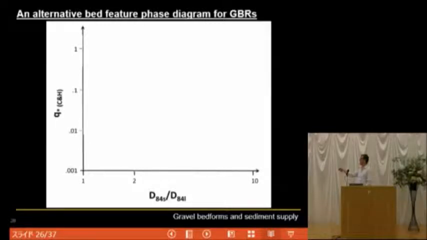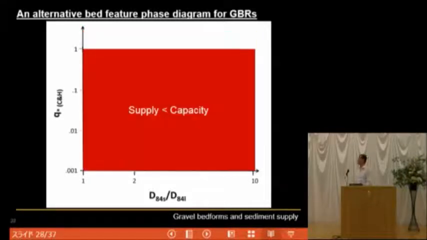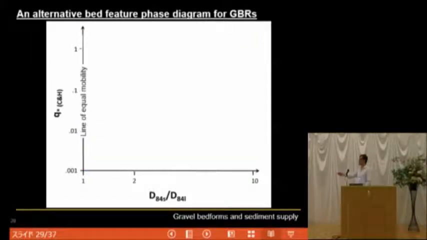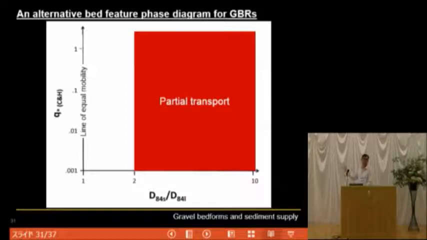So if Q star here is greater than 1, it means the supply is greater than the capacity. If it's less than 1, it means the supply is less than the capacity. Here we have our line of equal mobility, right? So in this context, you can't actually go across that line of equal mobility. This is selective transport here, right, from our index from 1 to 2. And then we have partial mobility where we go from 2 to whatever.